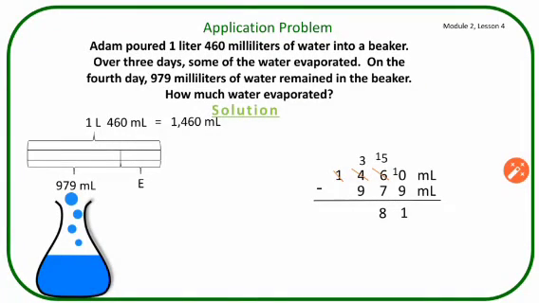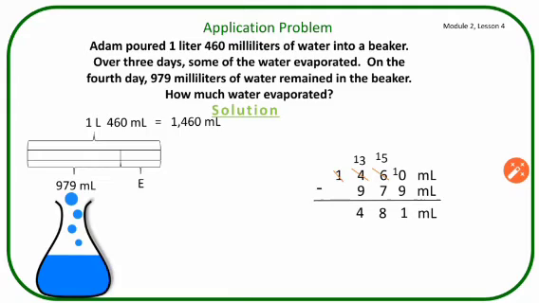Now we'll borrow 1 from there. We move that 1 to 3, and we have 13. Okay? 13 minus 9 will give you what? 13 minus 9 will give us 4.